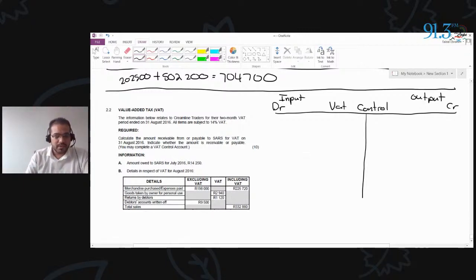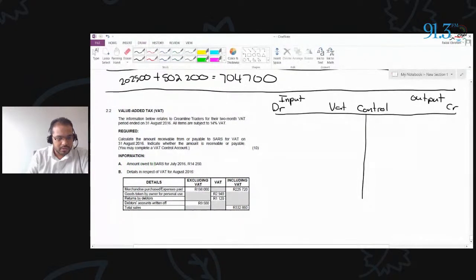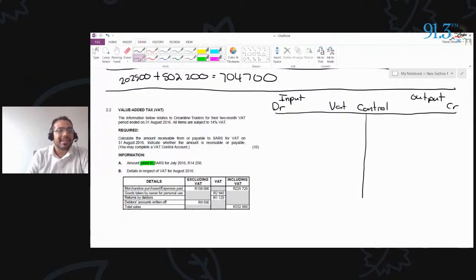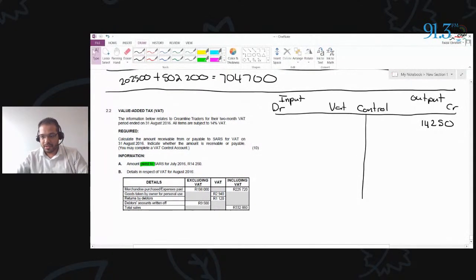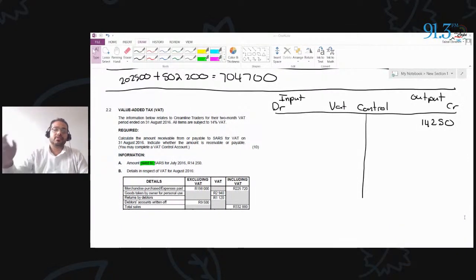So the first thing we're going to do is you always put in your opening balance. It says there, amount owed to SARS. Owed to SARS. So if we owe something to SARS, it becomes a liability. So therefore, we will put it on this side. We'll say 1450. Right? So if an amount is owed to SARS, it is a liability. If SARS owes us the money, therefore it is on the input side. Okay, so let's go through this quickly.